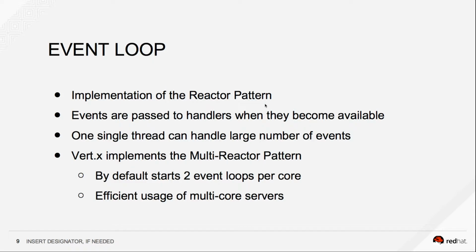For the event loop, it's very important that you don't actually block the event loop. And in Vert.X, we have a multi-reactor pattern, which is in contrast to Node.js. By default, it starts with 2 event loops per core. Right? This is to make use of multiple cores in a server.